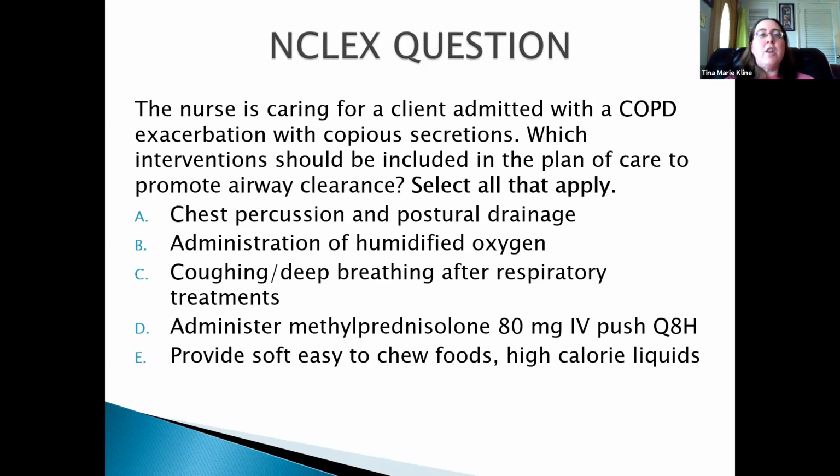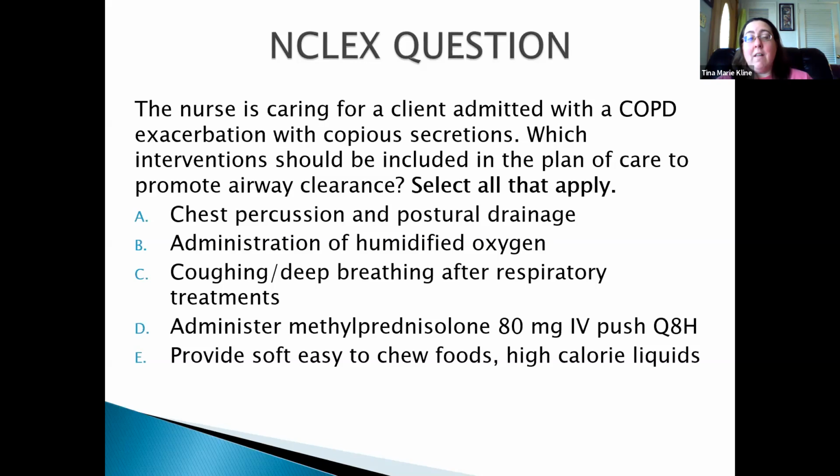Okay, so the nurse is caring for a client admitted with a COPD exacerbation with copious secretions. Which intervention should be included in the plan of care to promote airway clearance? Select all that apply. Okay, so first things first, let's look at that question. Who is our patient? Well, it's somebody with a COPD exacerbation, but what about them is pretty important for you to note? What do they have going on? Copious secretions.